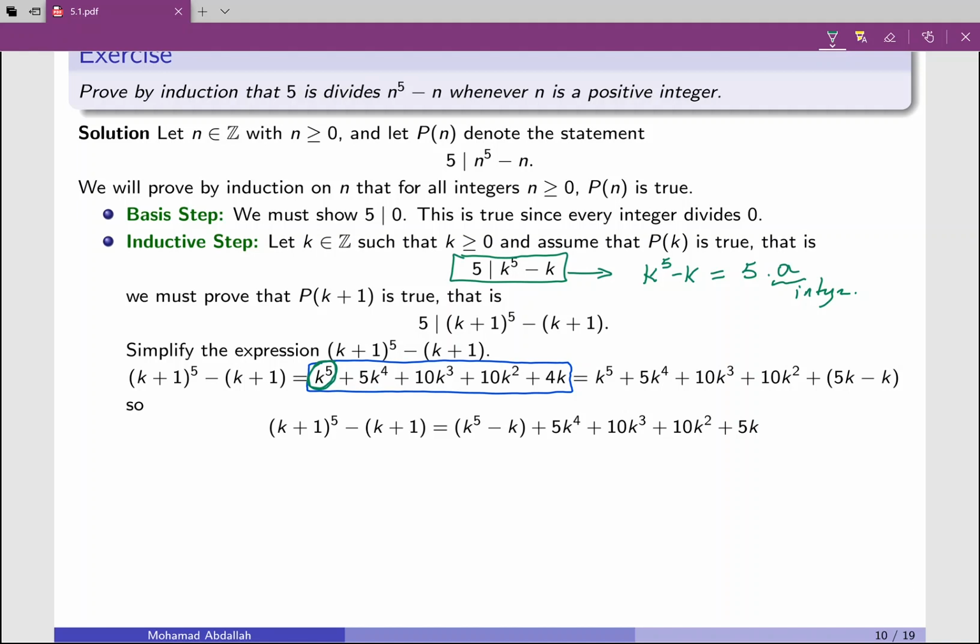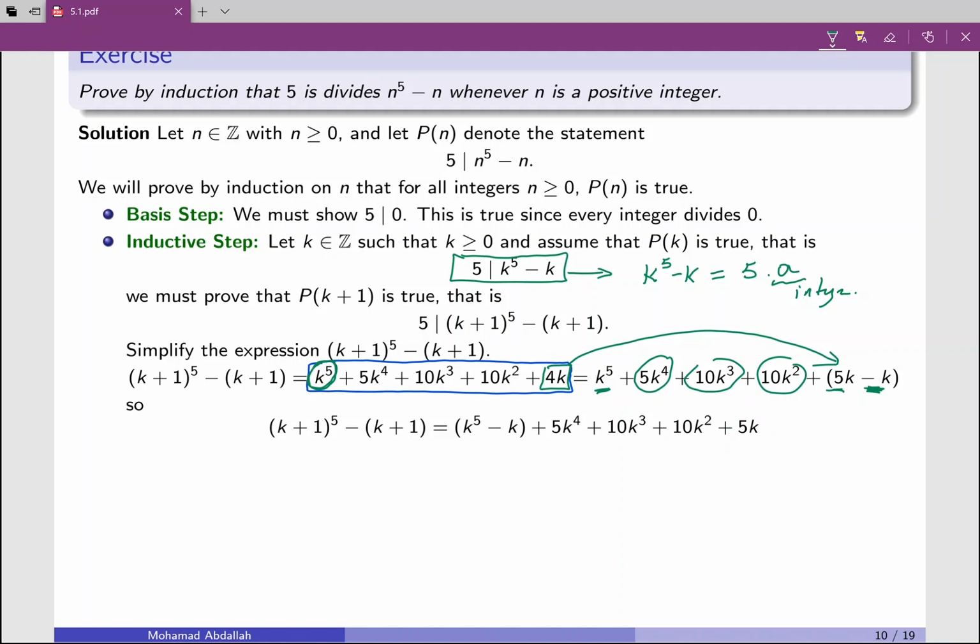I need to get some minus k. To get this minus k, I'm using the following trick. Instead of writing 4k, I'm going to write 5k minus k. It's not going to change anything, but it's just writing this in a different way so that I can generate the missing minus k I need. This is going to be very helpful, as you will see. Now, let's rearrange the terms. I'm going to put negative k next to k to the power 5 and group them together. What's left is this term, 5k to the power 4, 10k cubed, 10k squared, and the 5k, you can see it here as well.